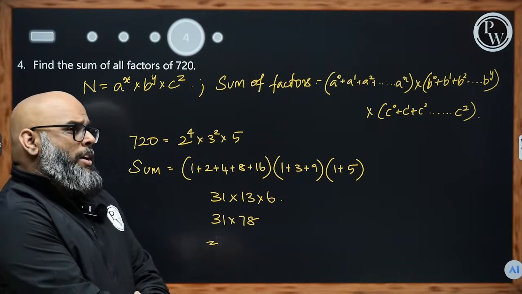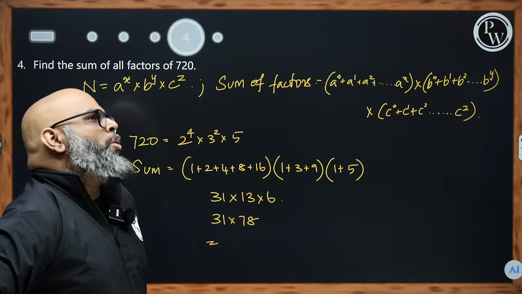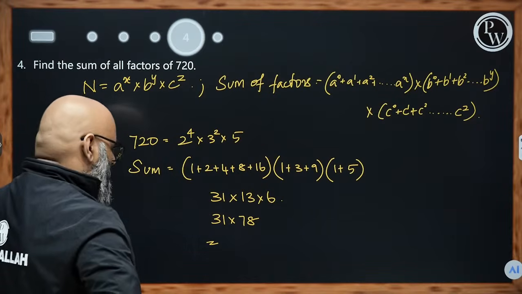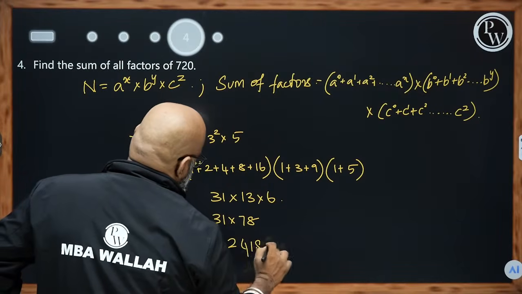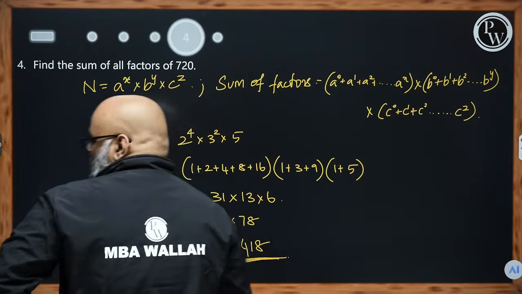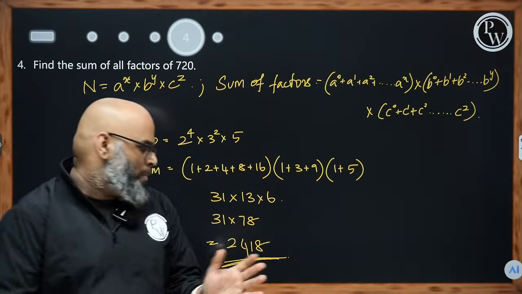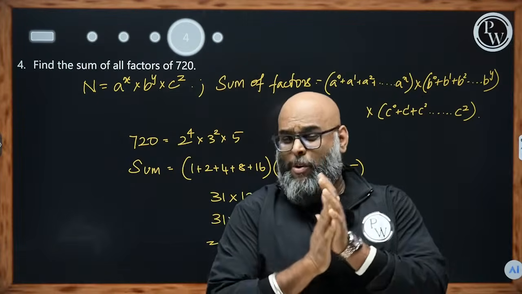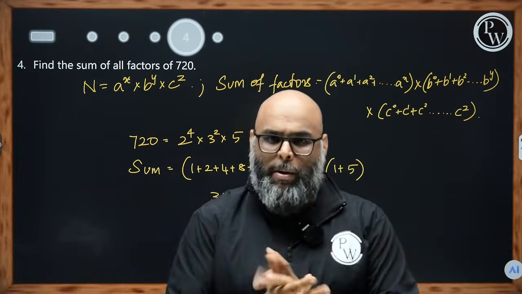31 into 80 is 2480. 2480 minus 62 is 2418. Am I right here? 2418. Bingo. Hope now you know how the sum of the factors is found for any given number.